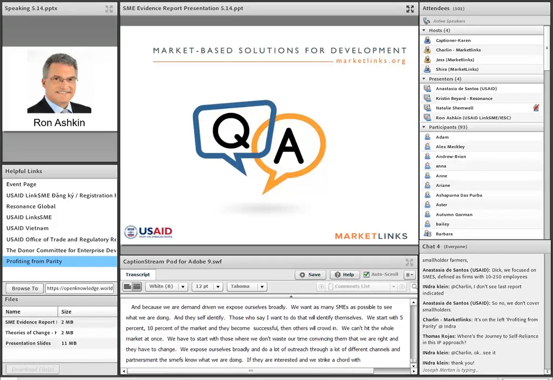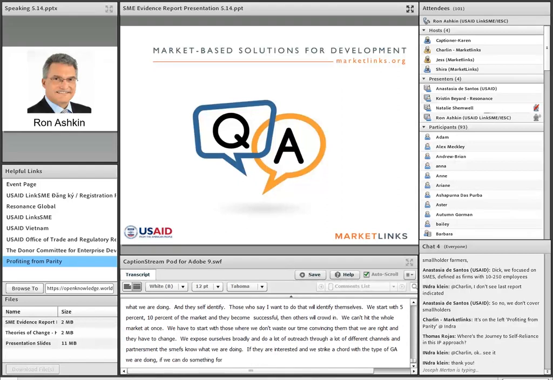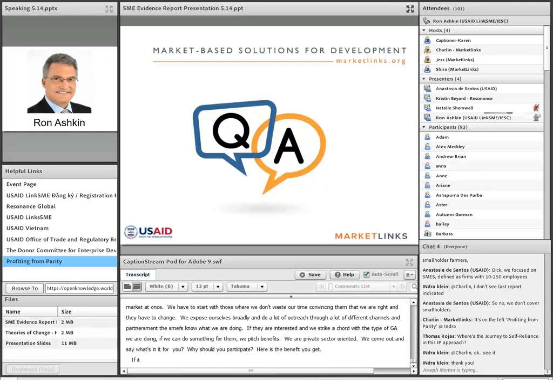If we can do something for them, we pitch benefits. We're very private sector oriented. We come out and we say, what's in it for you? Why should you participate? Here's the benefit you get. And if it strikes a chord with management of the SME, they self-identify.